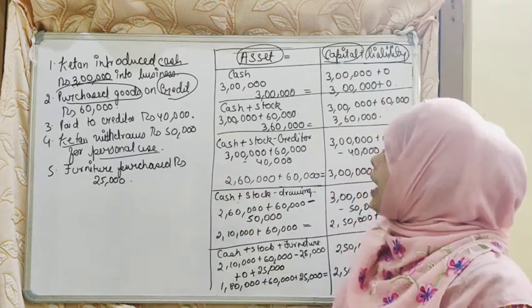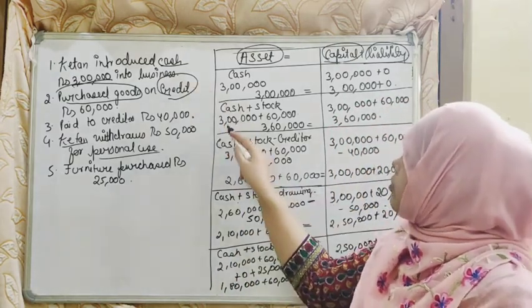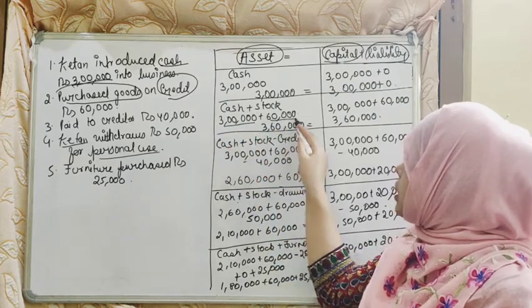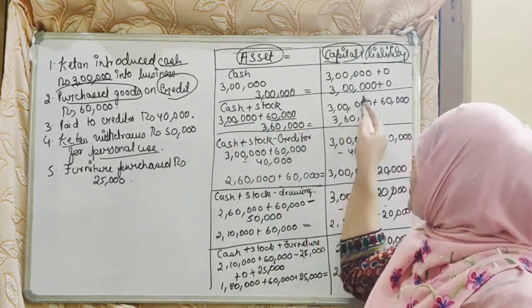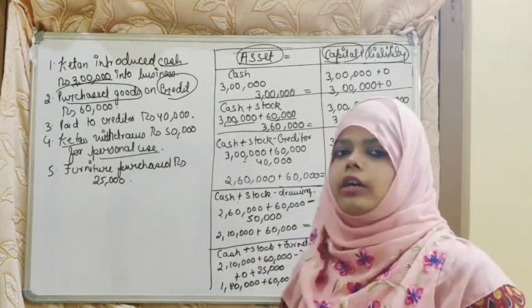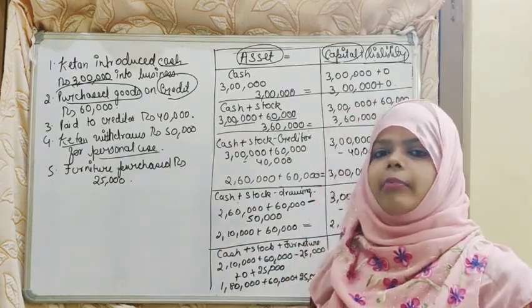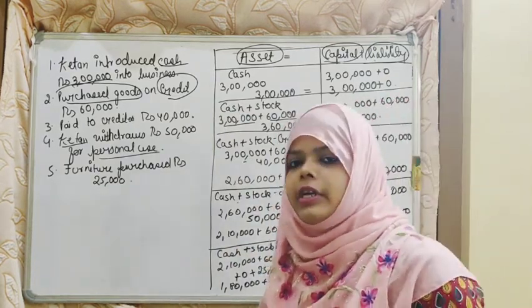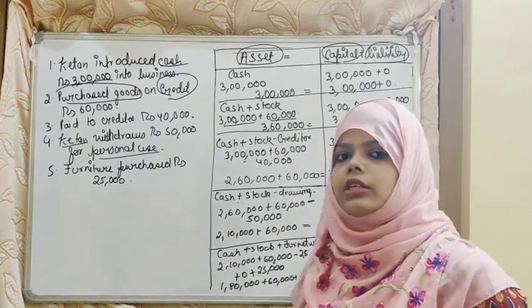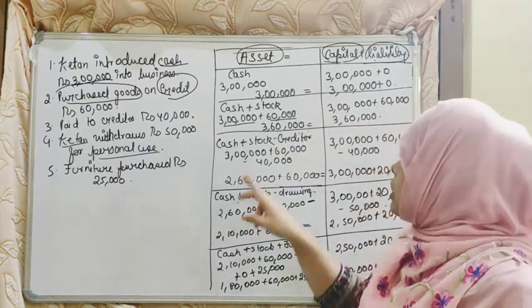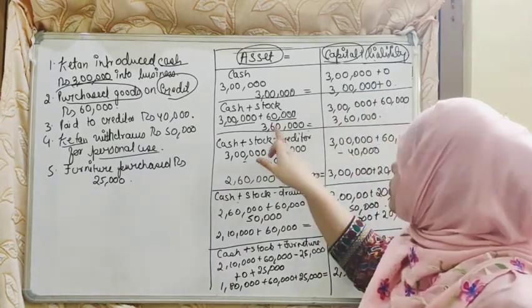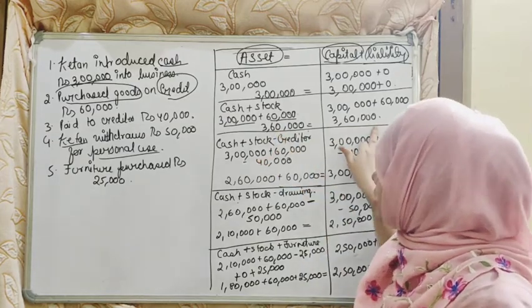So we were having cash of 3 lakhs plus 60,000, 3 lakhs 60,000. And the creditor, or the credit, is the liability we owe to outsiders. Some money we owe to others outside of the business. That is 3 lakhs plus 60,000. 3 lakh 60,000 is equal to 3 lakh 60,000.